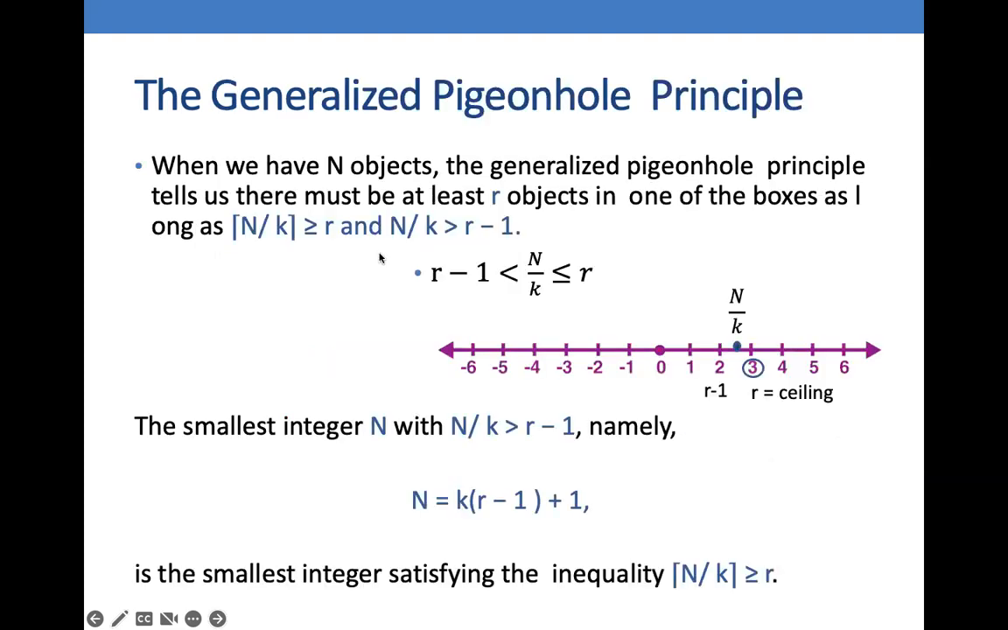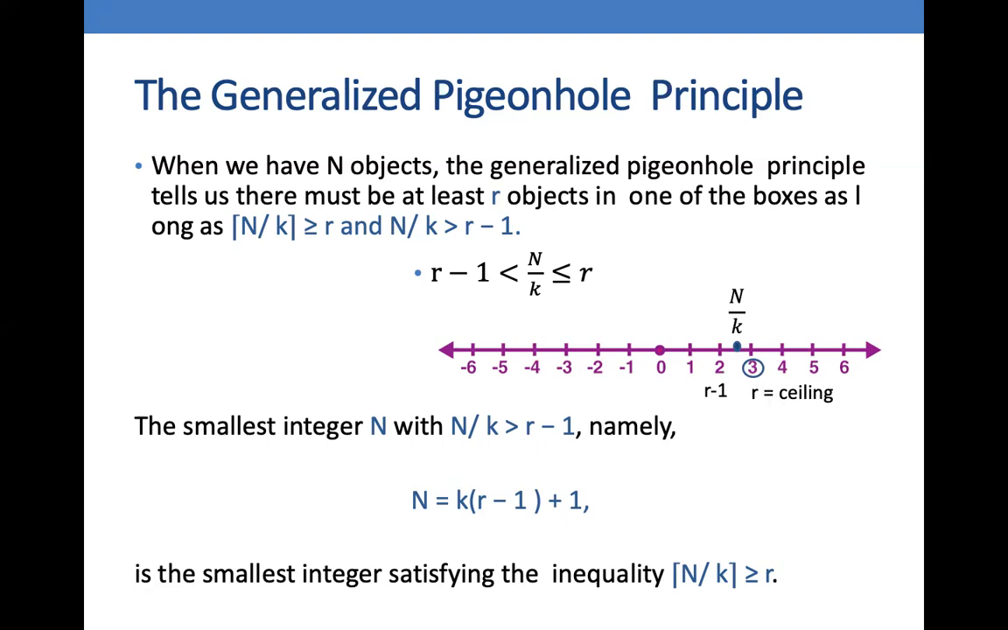Here's the formal definition. When we have n objects, the generalized pigeonhole principle tells us that there must be at least r objects in one of the boxes as long as we satisfy this inequality: the ceiling of n over k is greater than or equal to r, and n over k is greater than r minus 1. We can put it simply mathematically as this: n over k must be between r as the ceiling and r minus 1. You can think of it like this.